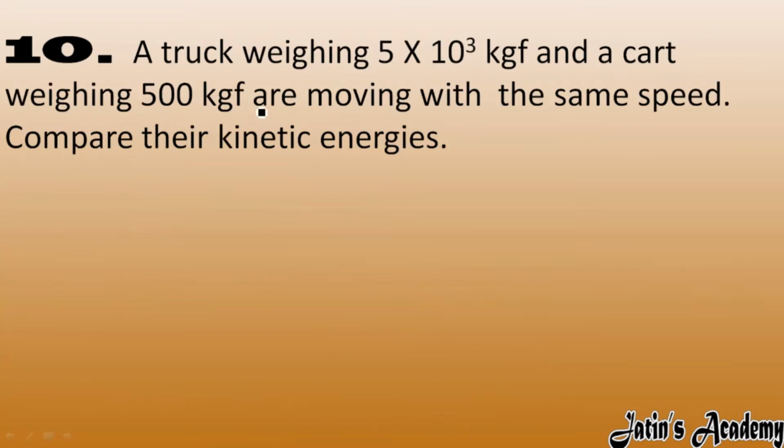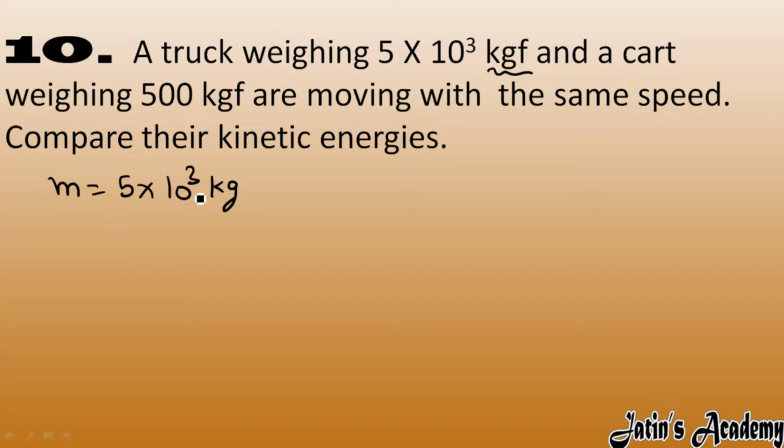Next we have a truck of weight 5 into 10 raised to power 3 kgf and a cart of weight 500 kgf moving with the same speed. We have to compare their kinetic energy. So for the truck, I can say the mass is 5 into 10 raised to power 3 kg. Why am I not writing it as kgf? Because it is actually a weight. In order to convert the weight into mass we have to divide it by g, but here they are using kgf, which means they are not using the value of g. So that's why I have written it like this.